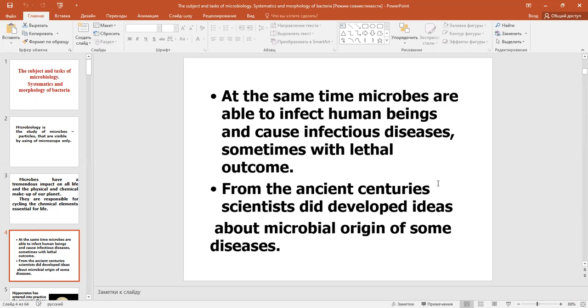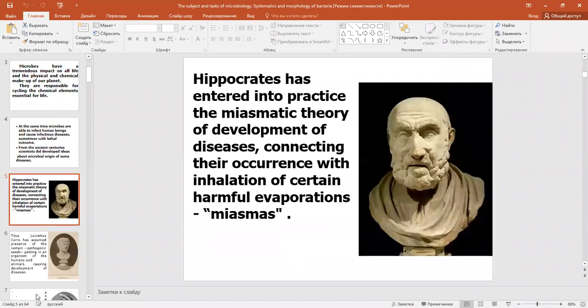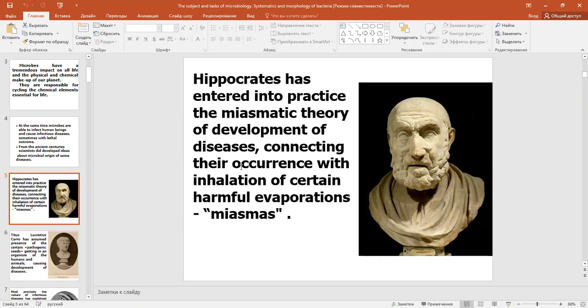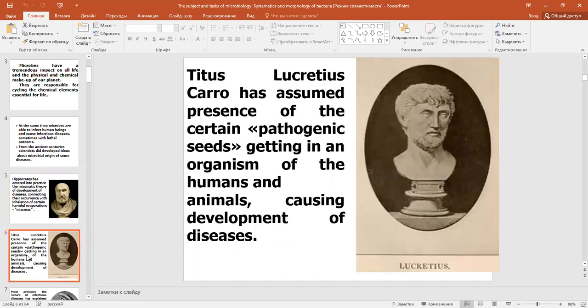From the ancient centuries, scientists developed ideas about the microbial origin of some diseases. They noticed that some particles are transmitted between people. The first one was Hippocrates, who introduced into practice the miasmatic theory of development of diseases, connecting their occurrence with inhalation of certain harmful evaporations. He gave the name miasmas. Hippocrates noticed that some particles are transmitted from the patient to healthy people. Then another one, Titus Lucretius Caro, assumed the presence of certain pathogenic seeds getting into the organism of humans and animals, causing development of diseases.